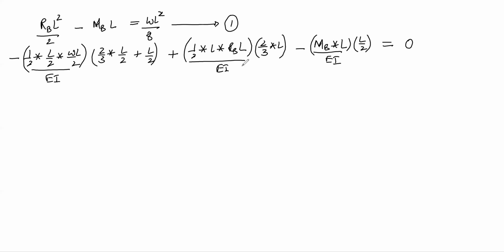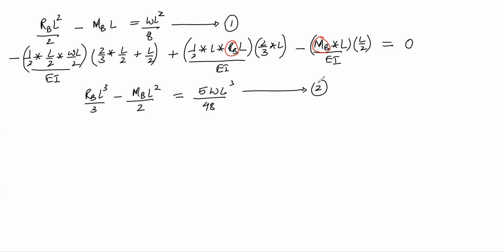Now again here you can note there are two unknowns. One is RB and one more is MB. So we can simplify this equation as RB L cube by 3 minus MB L square divided by 2 is equal to 5W L cube divided by 48. So this is my second equation. So now we have two equations with two unknowns, that is RB and MB. So if we solve equation 1 and 2, then we can determine the values of RB and MB.